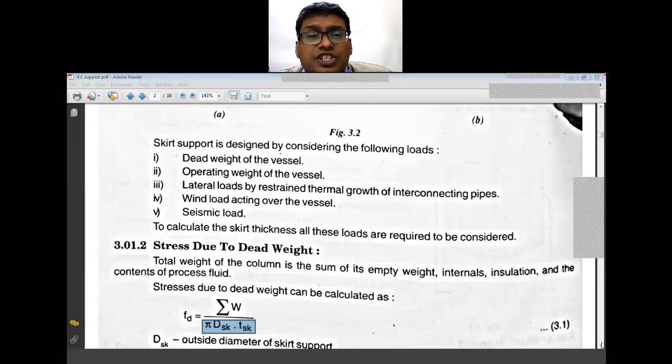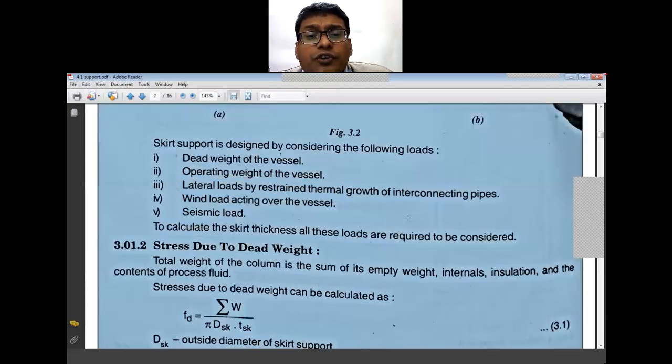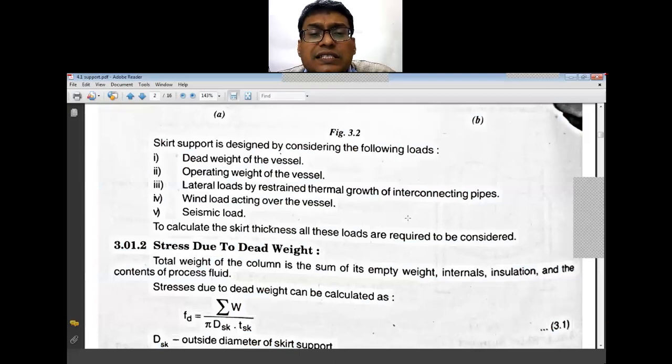Then the next is the lateral load by restraining the thermal growth of the interconnecting pipes. Then the wind load which is acting on the vessel, and the next is your seismic load. Seismic load is nothing but your earthquake. And calculate the skirt thickness, that is most important. Skirt thickness and the thickness of the bearing plate can also be calculated.